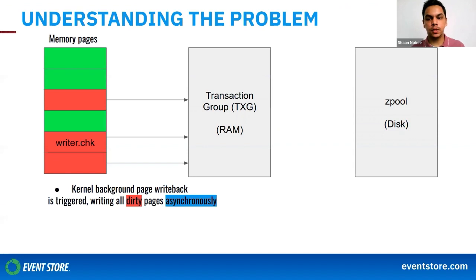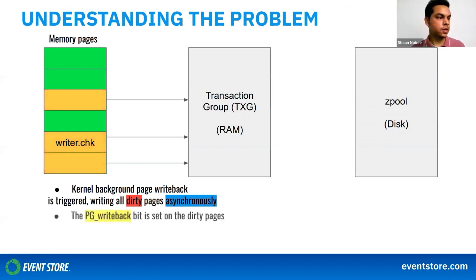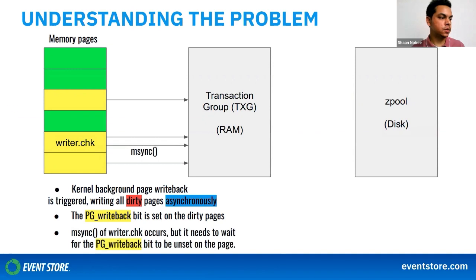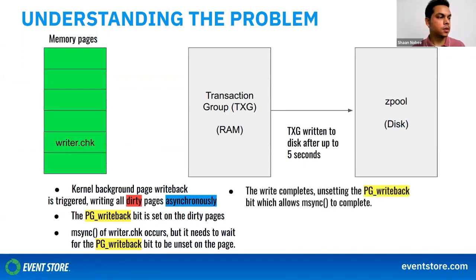So all of these writes go through the ZFS async code path. And when the PG writeback flag is set on these pages, EventStoreDB does not know about all of this and tries to do an msync, but now it needs to wait for that flag to be unset. And it happens after 5 seconds when the transaction group is written to the disk. And now the msync function can complete instead of blocking on the wait-on-page-bit function.